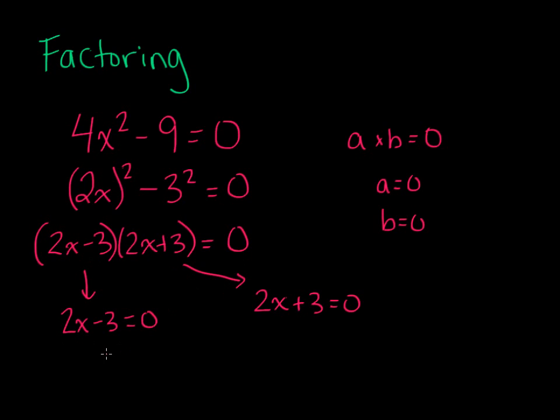And so then we solve each of these equations to get x is equal to 3 over 2, and here x is equal to negative 3 over 2. And so this quadratic equation has two solutions, and the two solutions are x is equal to positive 3 over 2 and negative 3 over 2.